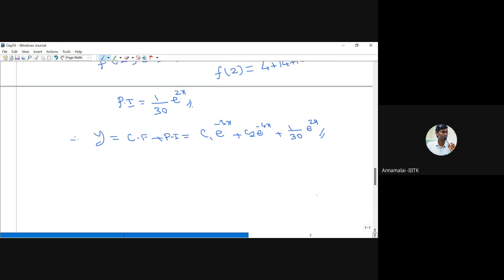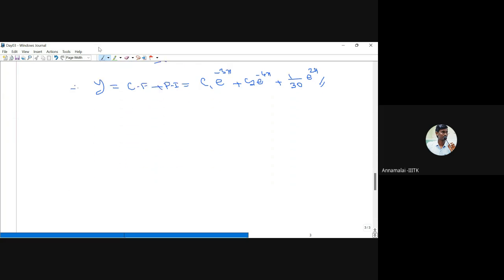Now, type 2. Suppose the right hand side function r of x is a trigonometric function, either sine lx or cos lx, where l is some number. In that case, what is the particular integral?